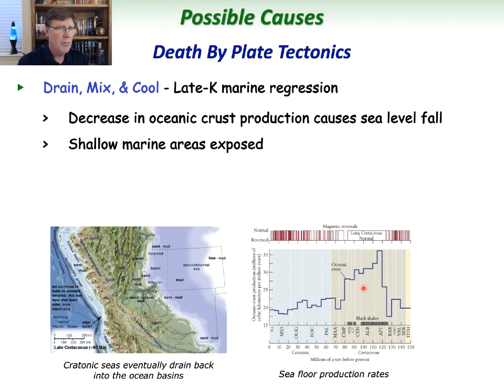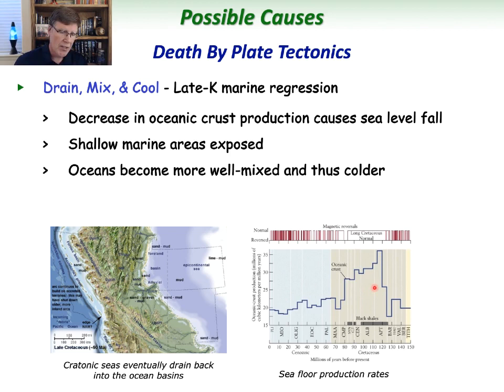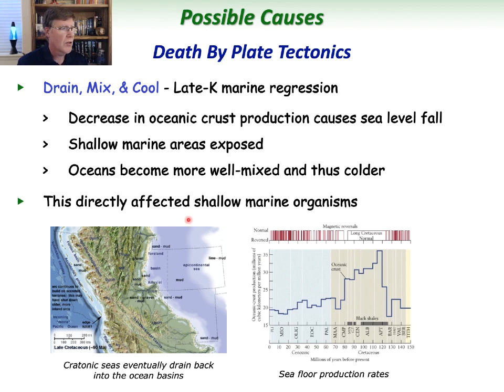The nektonic organisms or swimmers and pelagic organisms, they would also have to move and change, and everything would be disrupted in those areas. The oceans would become more well mixed, as I said. The seas are draining off into the deeper ocean basins, and as that water mixes with the deeper, colder ocean waters, that deeper, colder water is going to come up to more shallow levels, and on the whole, the oceans will become a little bit colder. So more circulation, more mixing of this water will cause a cooling effect, and this is the idea behind drain, mix, and cool. So this directly affects shallow marine organisms, but it also indirectly affects other marine organisms.